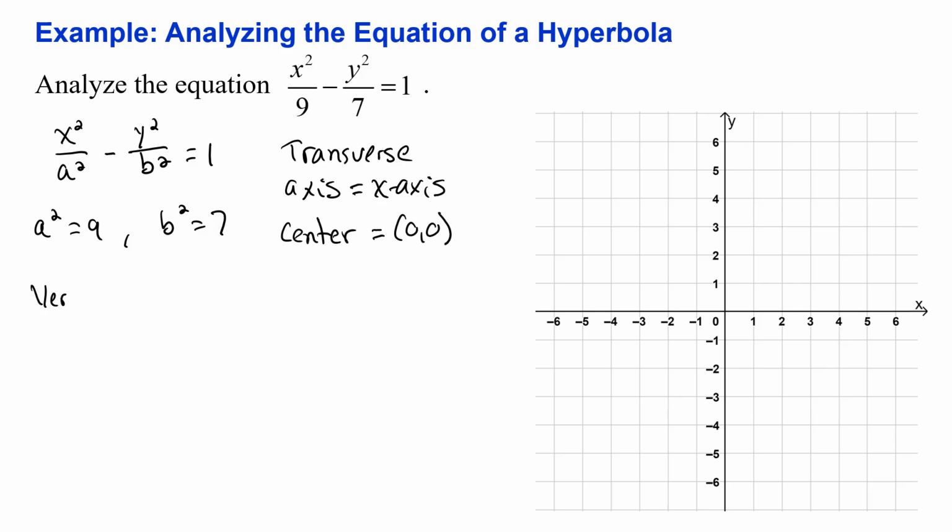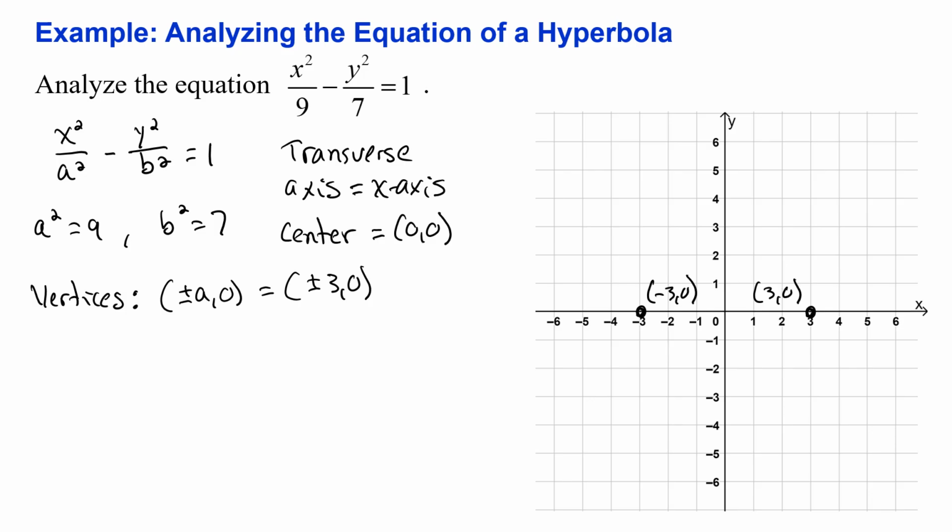Now let's find the vertices. And we know that the vertices are a distance of a from the center along the transverse axis. So they lie at the points plus or minus a comma 0. And since a squared is equal to 9, then the vertices will be at the points plus or minus 3 comma 0. Now let's plot these 2 points using a coordinate grid that goes from negative 6 to 6 on both the x and y axes. So we're going to plot v sub 1 at the point negative 3 comma 0, and then v sub 2 at the point 3 comma 0.